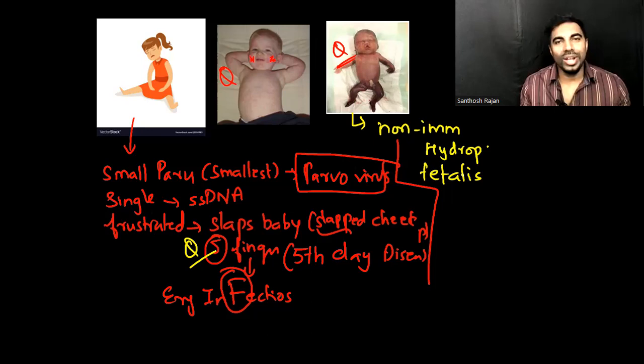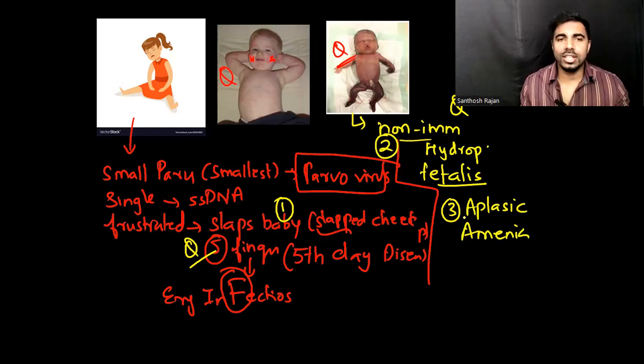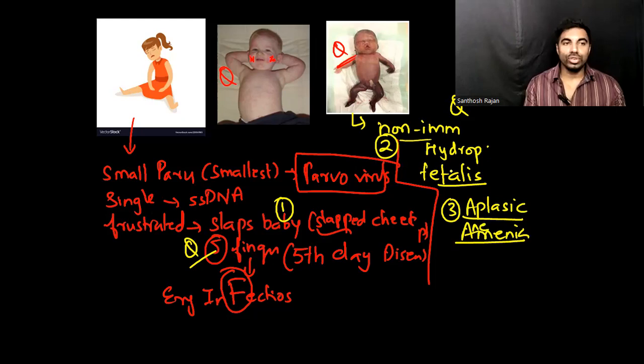And also, one more thing. What is your first disease? This is your second, hydrops fetalis. It causes aplastic anemia. It affects the RBCs, antigen against this, and then aplastic anemia. Okay, these are the important features of parvovirus. So, with parvovirus, you can expect all these things.